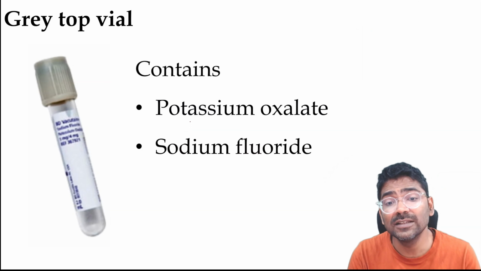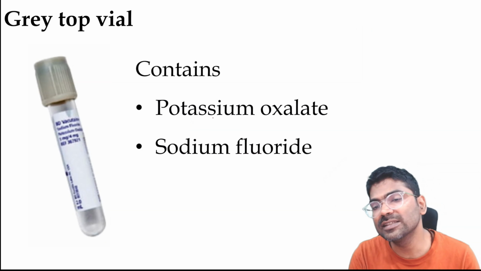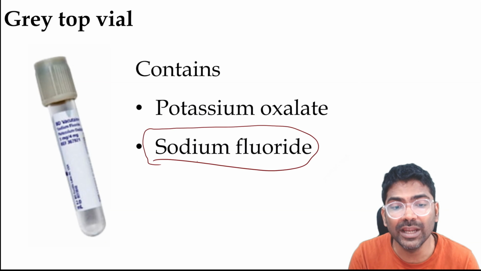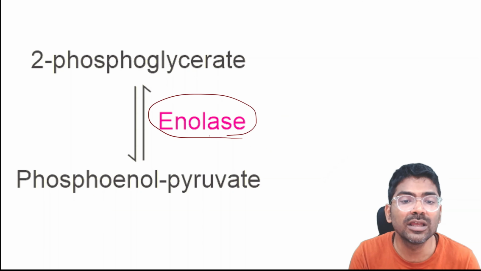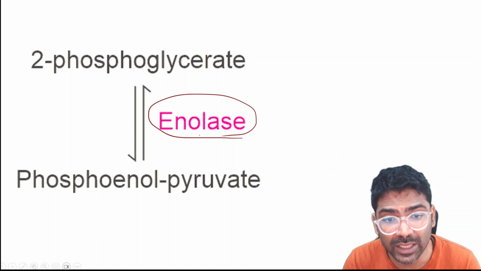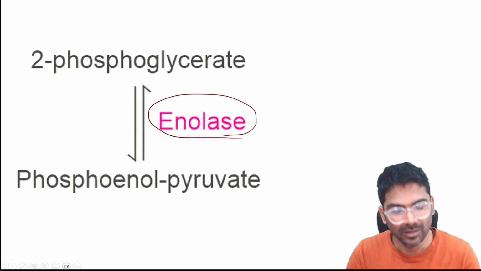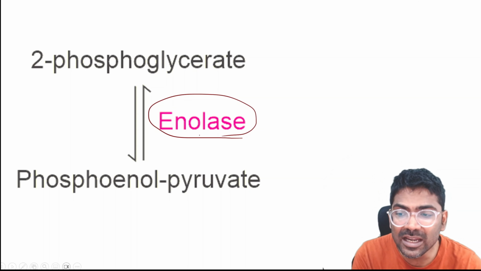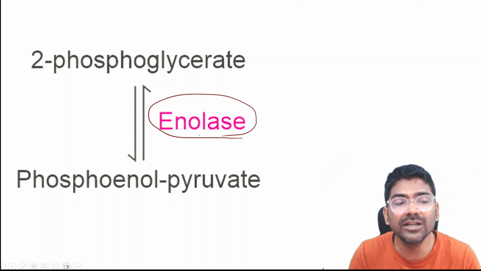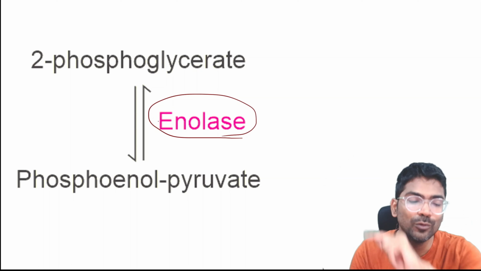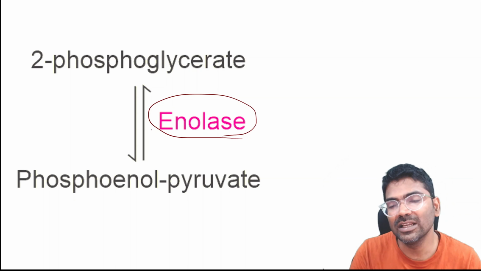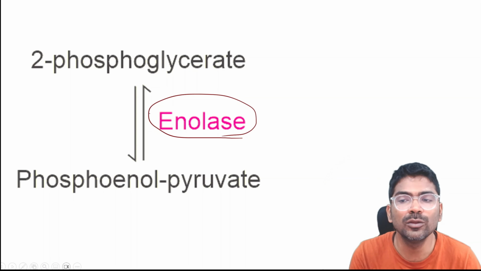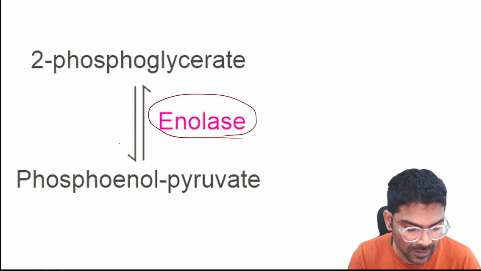Gray top vial contains potassium oxalate, which is an anticoagulant, and sodium fluoride, which is an inhibitor of the glycolytic enzyme enolase. So, glucose utilization by RBCs, WBCs, and the platelets is inhibited because of fluoride. So, we will get the correct value of blood glucose when we use a fluoride containing vial.